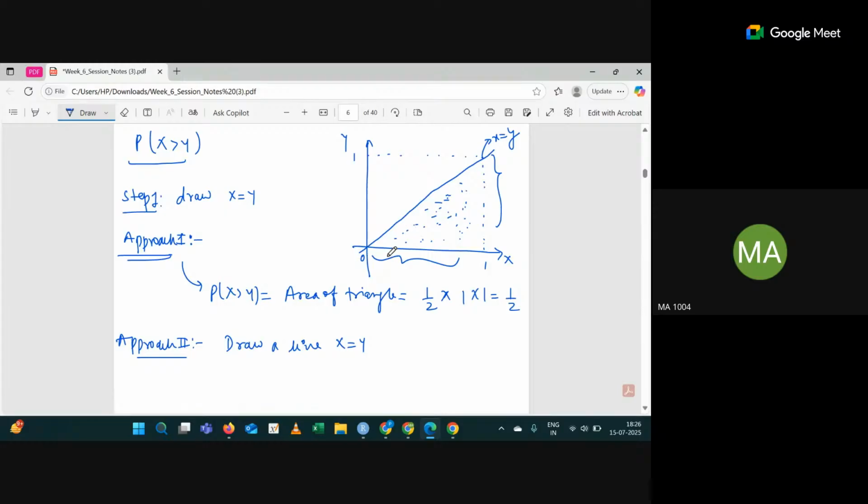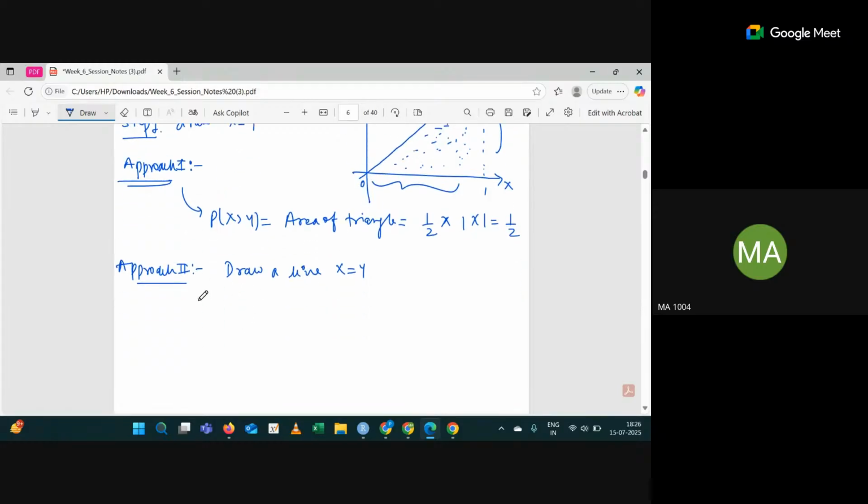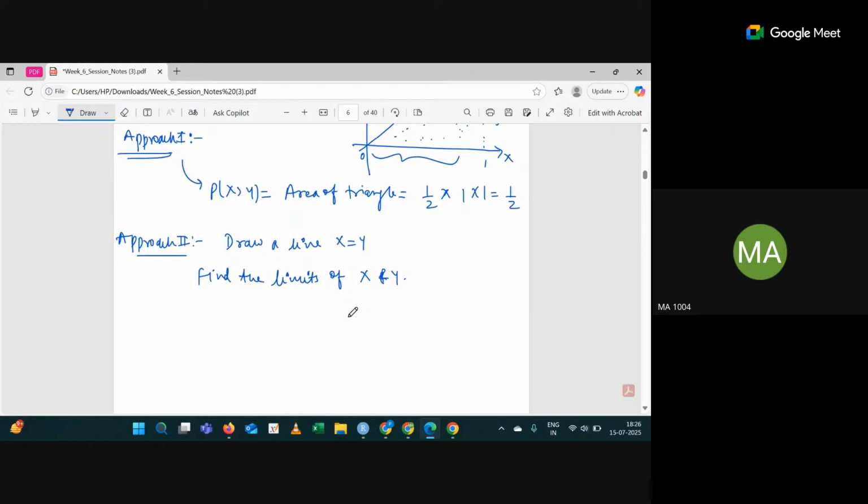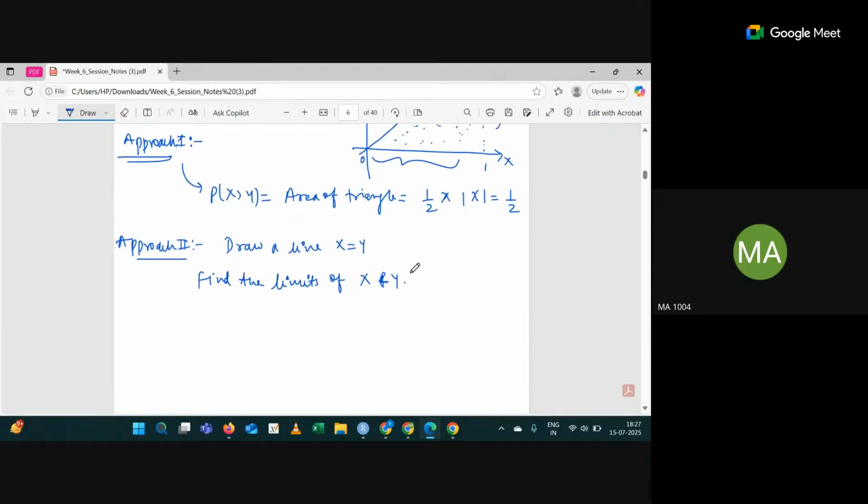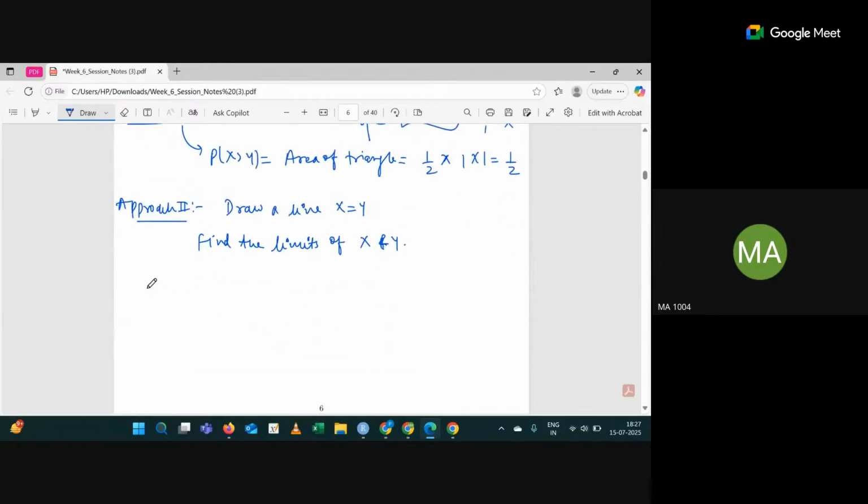Okay, and then after this, you have to find the limits of x and y. Now, how to proceed with this part? You can fix anything and then proceed for the other. Suppose I am interested to calculate the limit of x.